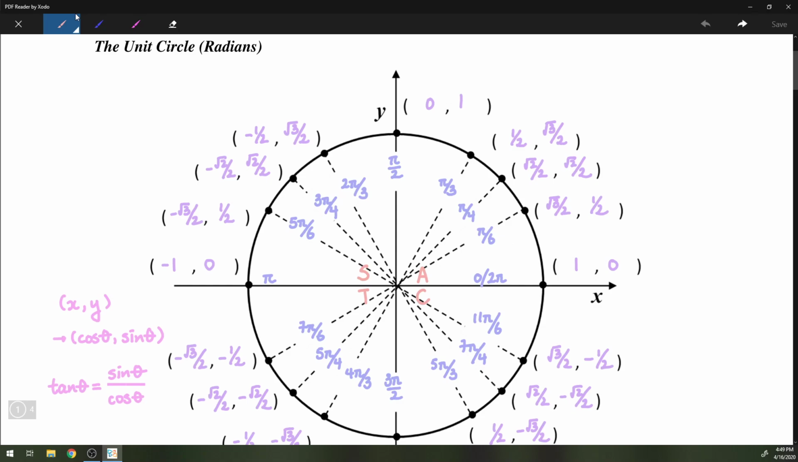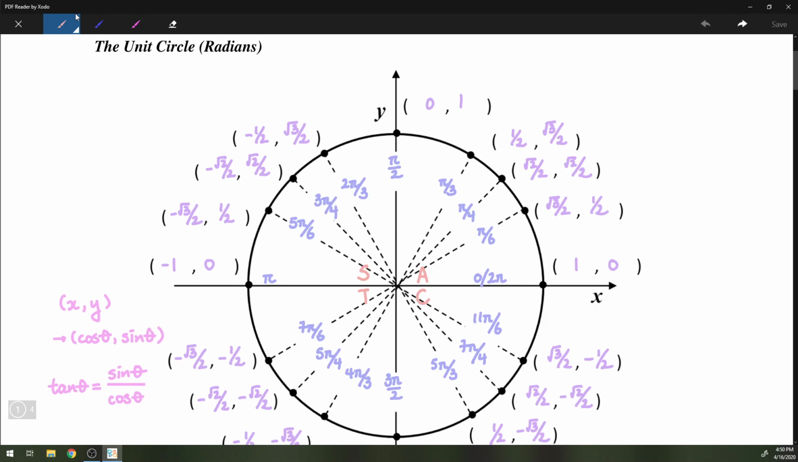So in quadrant 1, all three are positive. In quadrant 2, only sine is positive. And then in quadrant 3, tangent is positive. And finally, in quadrant 4, cosine is positive. And then we have our angles, of course, in the second part in blue. And those are the angles in the first go round of the circle, starting with 0 and then going up by pi over 6, pi over 4, and going all the way around to 2 pi.